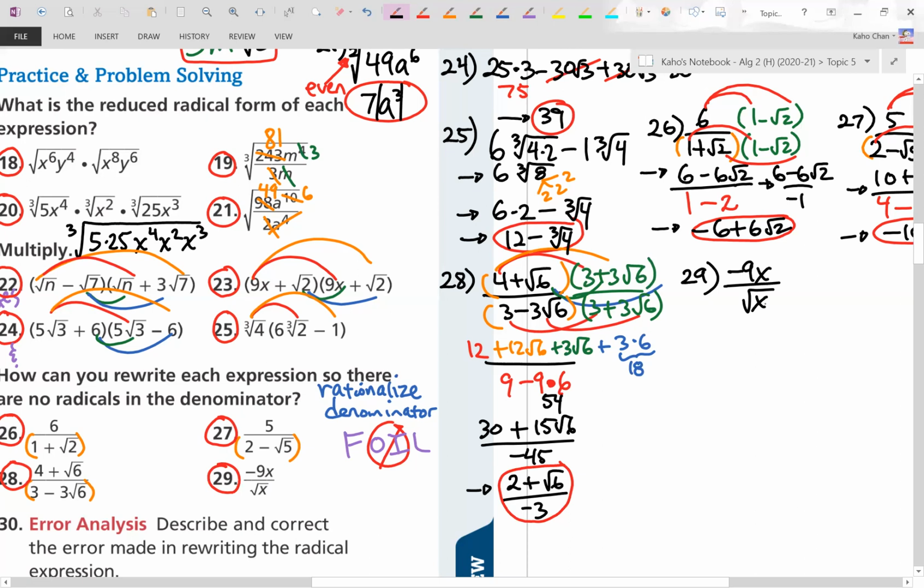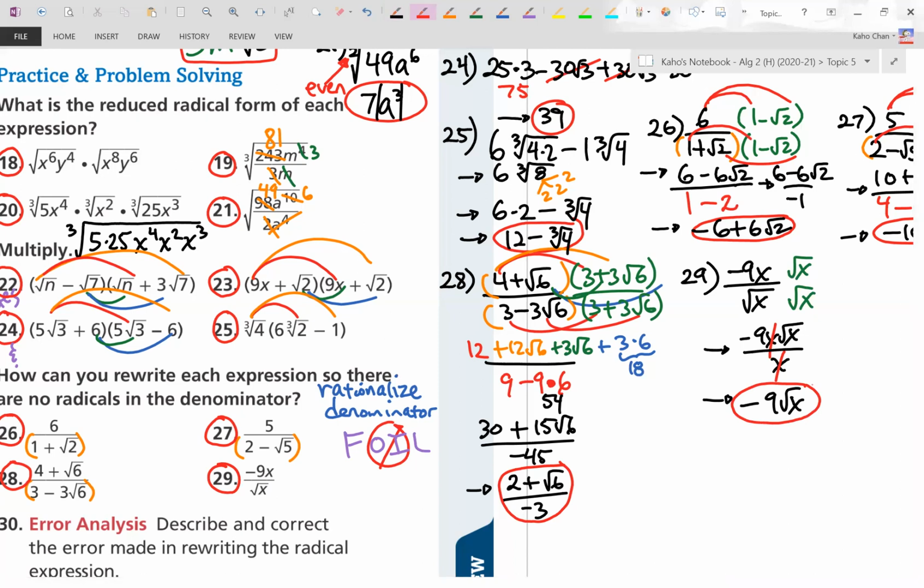We'll just need to multiply top and bottom by the radical, root x, just like that. No conjugates here. Root x times root x in the denominator is simply x. In the numerator is negative 9x root x. And luckily, those x's go away, leaving an answer of negative 9 root x. Yay, there it is. Whew. This is definitely the longest section, 5-2. All right, let's move on to 5-3.